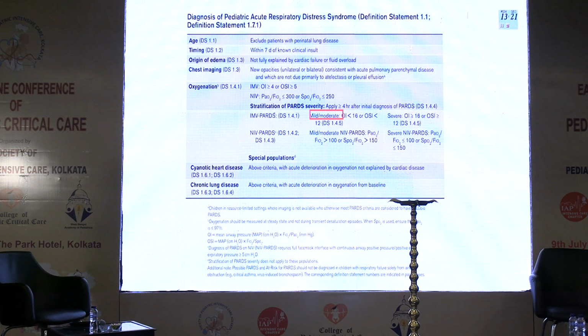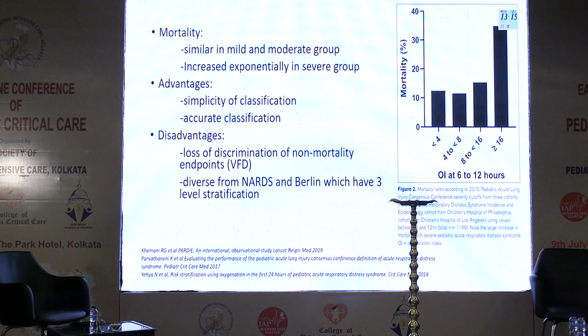So now we have only 2 categories, mild-moderate or severe ARDS. Now it has been appreciated, you can see the OI and the mortality, in the mild and moderate there is not much difference in the mortality. So it is helpful in easily classifying these patients, and it is different from neonatal ARDS or from the Berlin definition, where there are 3 levels of stratification.